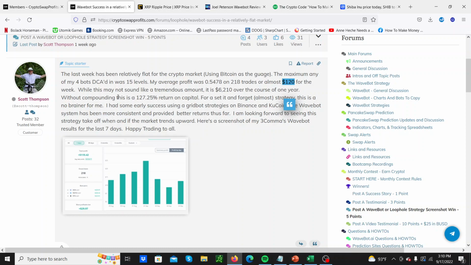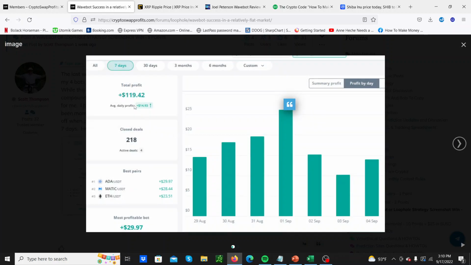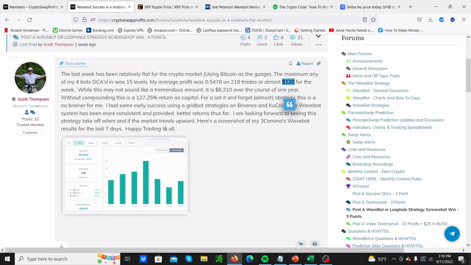And it doesn't say how much he's using though. Let's see. So he's not using very much capital. He's making about $15 a day. That's pretty cool, 4 different bots. Pretty good. So let's go back.